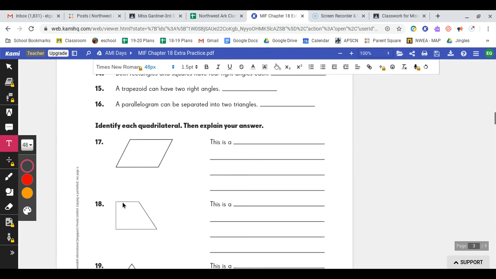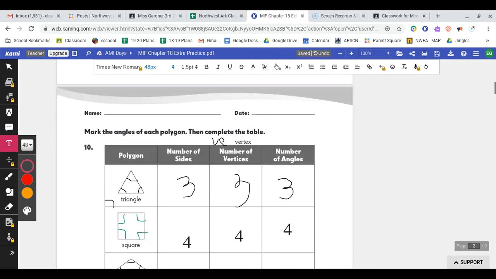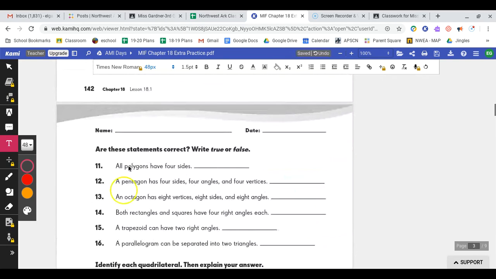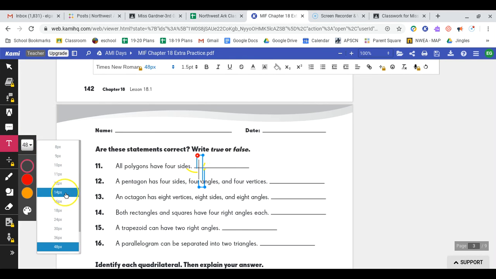Okay, a few little questions and we'll finish up here to think about. Now, do all polygons have 4 sides? Think about it. Is that true or false? False. Think about why it's false. The reason it's false, and let me make this smaller. This would be true of a quadrilateral.